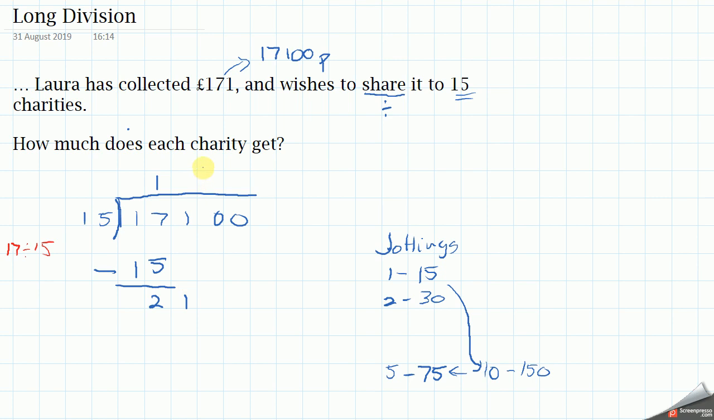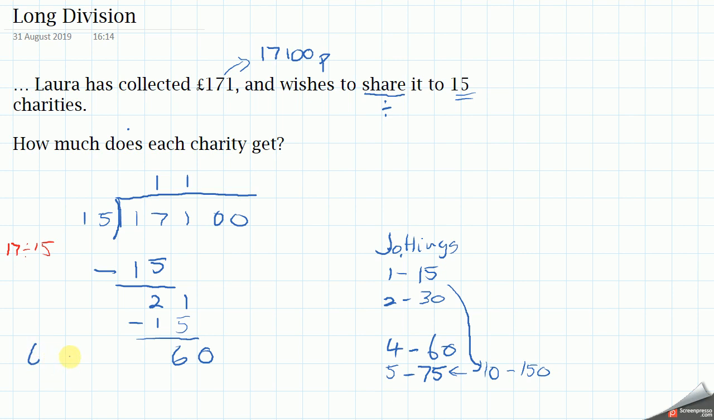15 into 21, yeah, works, goes once. So I can subtract 15 from that. That leaves me with a 6. Bring the 0 down, 15's into 60. 15's into 60 I haven't got in my table, but if I look at my numbers, if I double 30, I know I get to 60. So doubling it will give me the 4 in the times table. So 4 gives me 60. There's my digit I need.